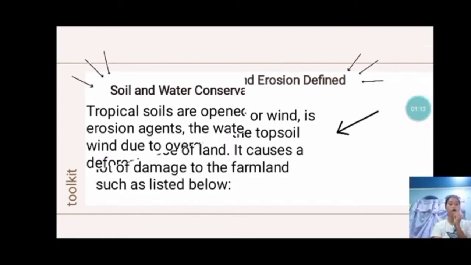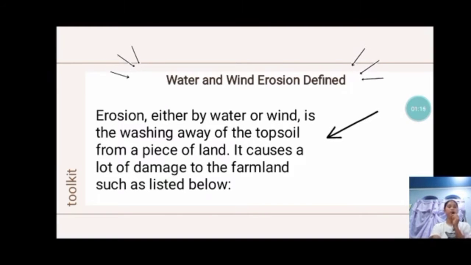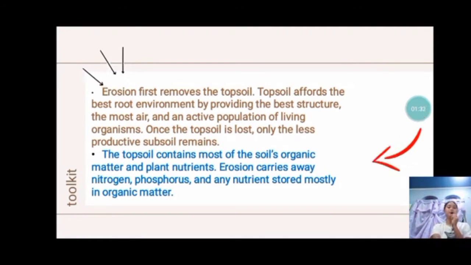Now let's move on to water and wind erosion defined. Erosion, either by water or wind, is the washing away of the topsoil from a piece of land. It causes a lot of damage to farmlands, such as listed below. First, erosion removes the topsoil. Topsoil affords the best root environment by providing the best structure, the most air, and an active population of living organisms. Once topsoil is lost, only less productive subsoil remains.